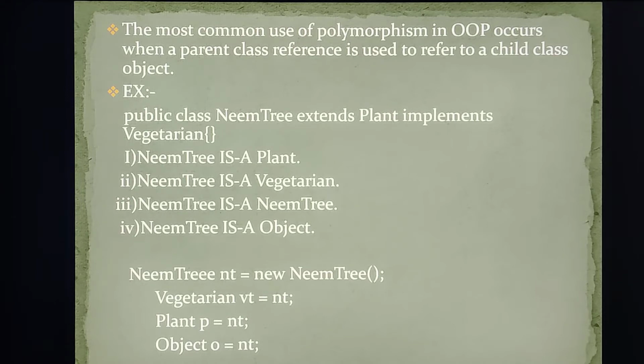Okay. So guys, you understand how Tree has different forms here. One is the Vegetarian form, one is the Plant form, and another is the Object form. Got clarity? Okay. Now come to the next slide.